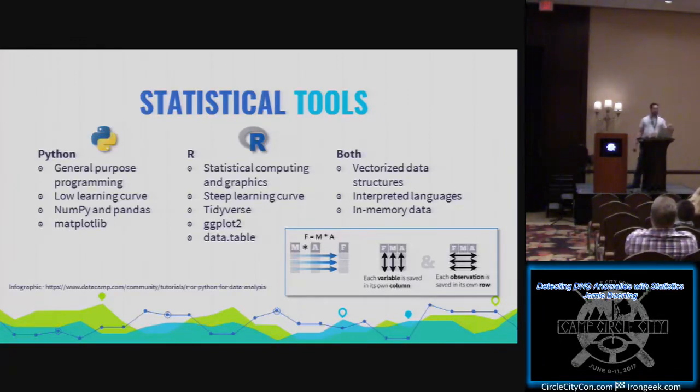ggplot2 is similar to Matplotlib. It allows all the graphing and visualizations. And I added data table here. In both Python and R, there's an idea of data frames. Data table takes that idea a little bit further and is designed to be very fast with larger data sets. This isn't necessarily big data, but it would be multiple gigabytes of data, and it makes analysis quicker.